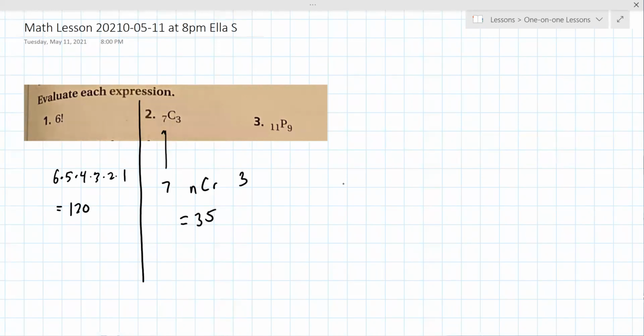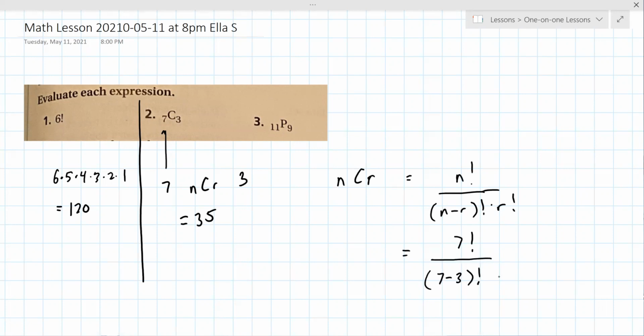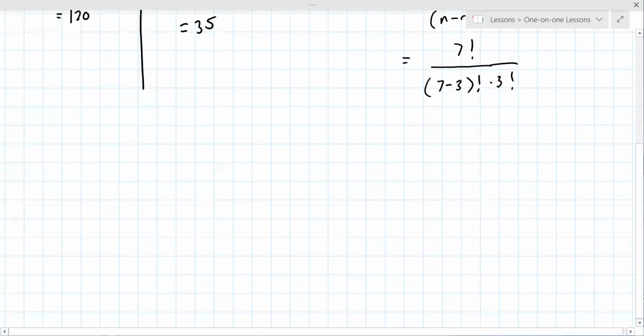So there's a formula here for NCR. It is n factorial over n minus r factorial times r factorial. So the n is 7 factorial over 7 minus 3 factorial times 3 factorial. So that, for example, you could put in your calculator, but there's more to simplify here. So it's 7 factorial over 4 factorial times 3 factorial.